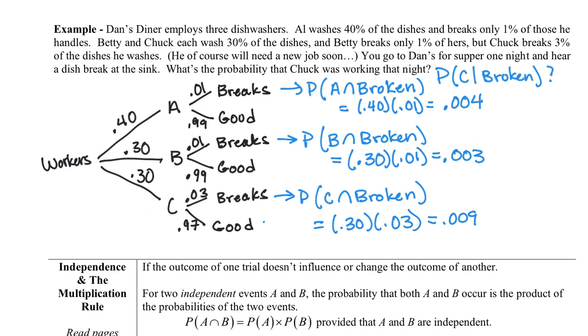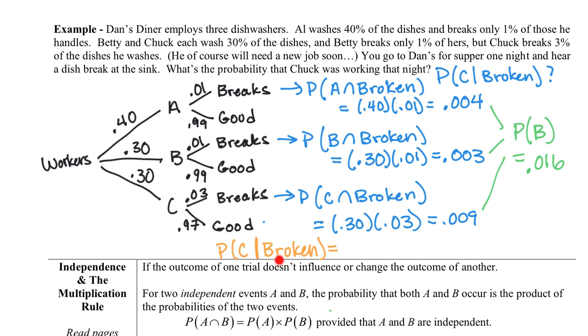All right, so I went through and found the probability of each of them and a broken dish. So Al, and of course Chuck here is, if it's Chuck and it's broken, that happens 0.9% of the time. So I can find the probability of all our broken dishes. So if I add those 3 together, I'm finding out the probability of selecting any random dish, the probability that it's a broken dish is 0.016.